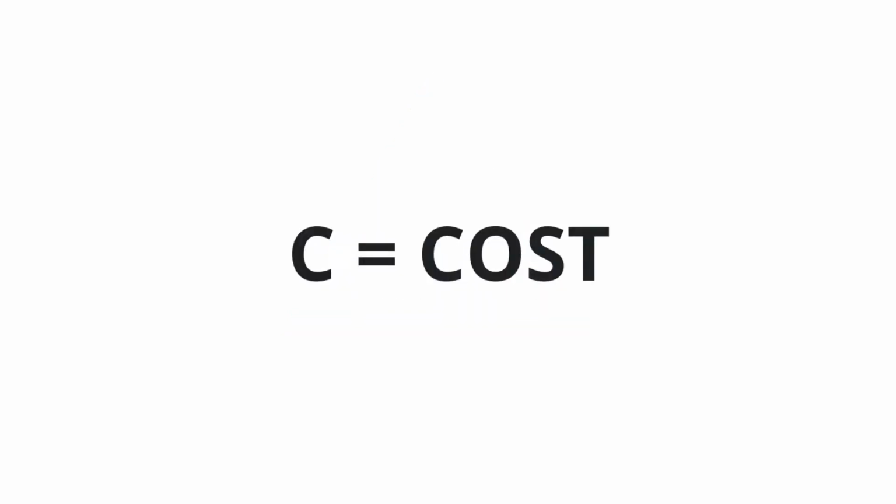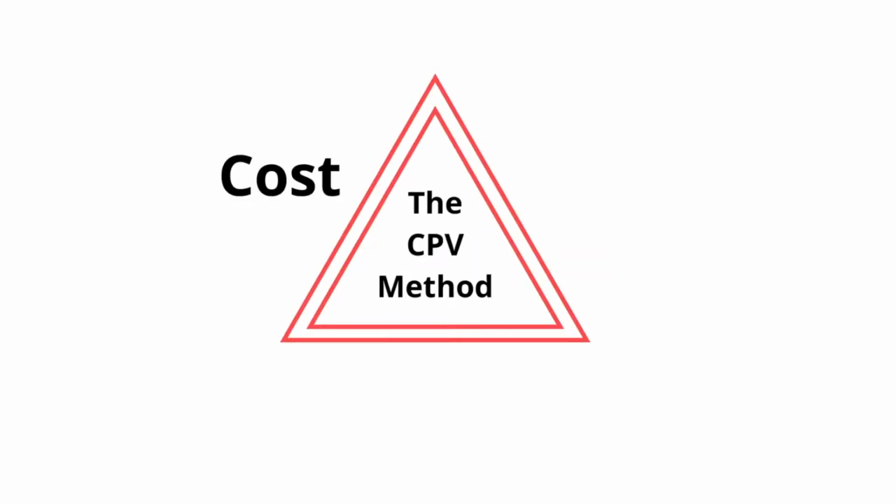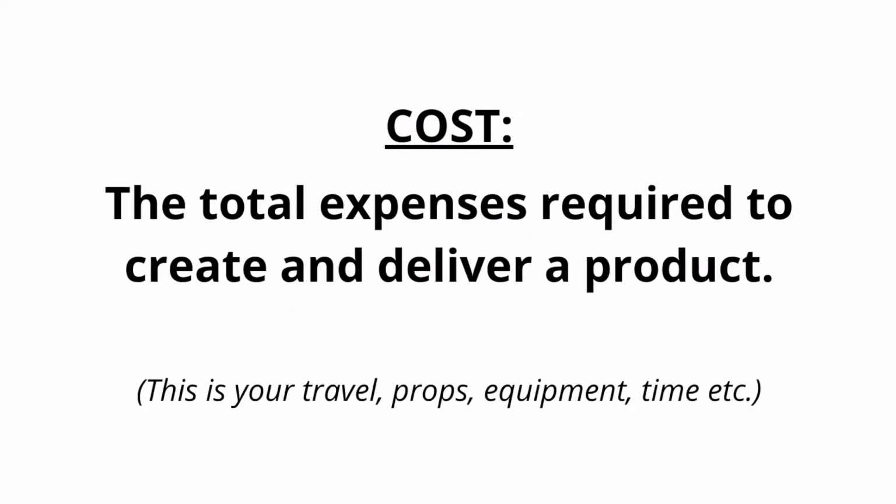So step number 1 is looking at the cost. The C in CPV is the cost. And what do we mean by the cost? Well, the cost is quite simply the total expenses required in order to create and deliver a product. This might look like things such as your travel costs, your props, your equipment, your time, any form of resource that you have to put into this booking. It comes under the overall expenses.